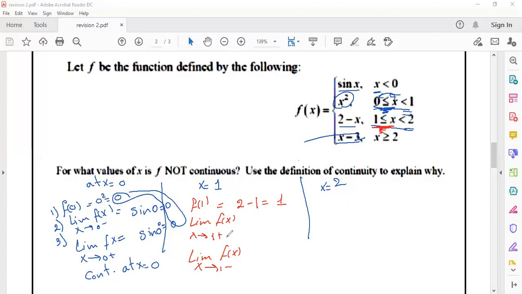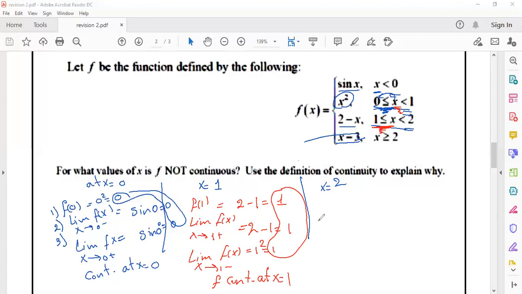Limit from the right means bigger than, x bigger than 1. I have to replace in the third rule. It will be 2 minus 1, it will be 1. From the left means x less than 1, it will be 1 to power 2, it will be 1. Since the three values, as you see here, are equal, f is continuous at x equal 1. Up to now, the function is continuous on all of the real numbers.